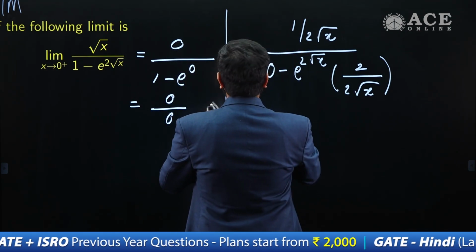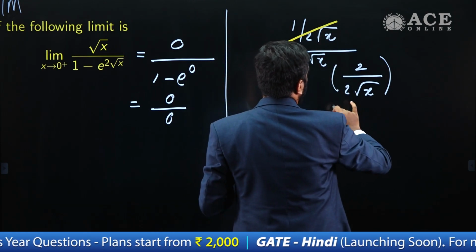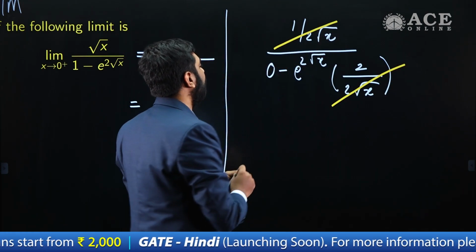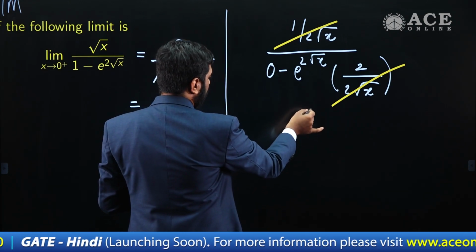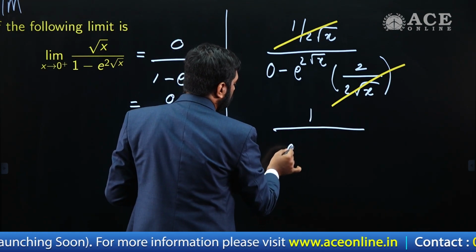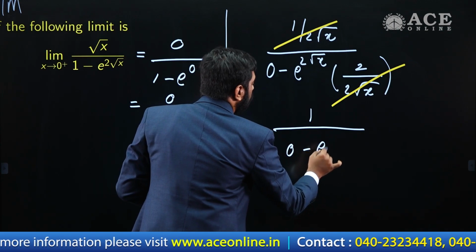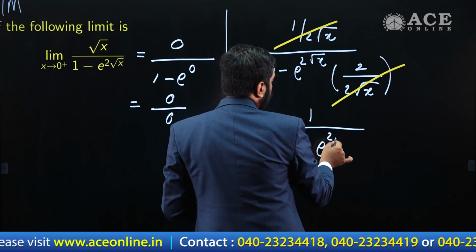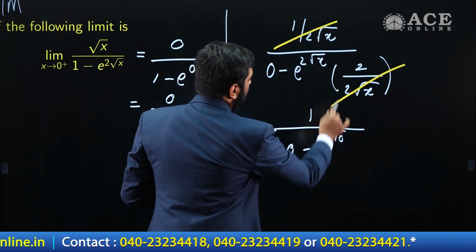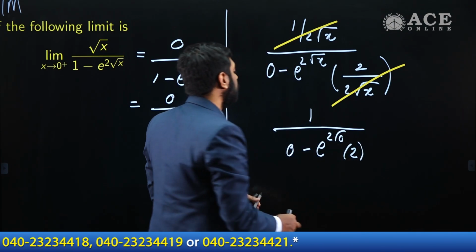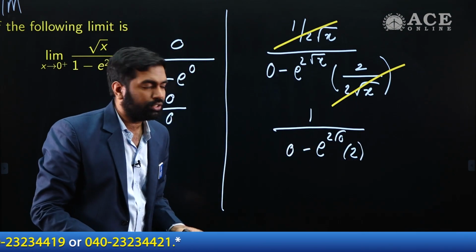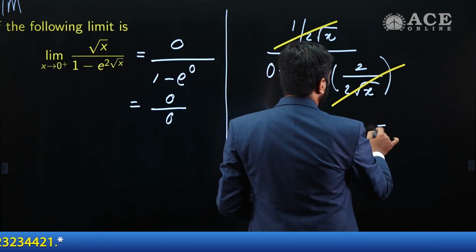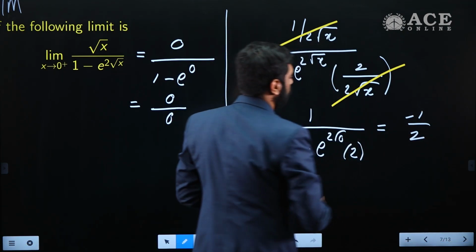Okay, so let's see any cancellation is there. So this completely gets cancelled with this. Okay, now you apply the limit. When you apply the limit, what you get is 1 divided by 0 minus 2 e power 2 into 0, and then there is also a 2 here. So now e power 0 is 1. The final answer for this question is minus 1 by 2.